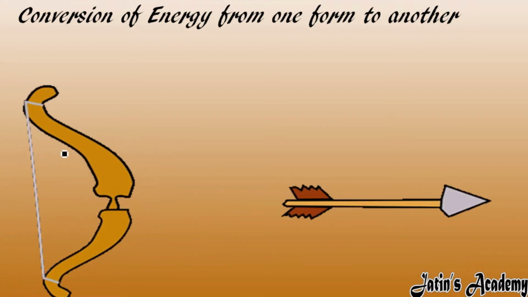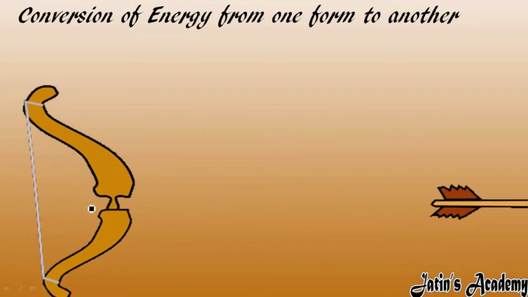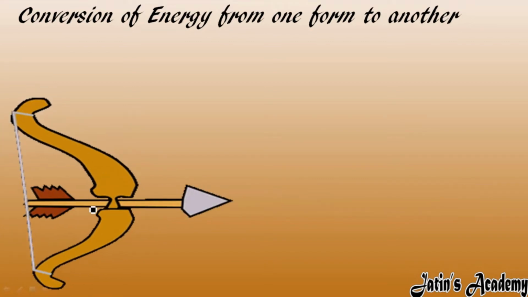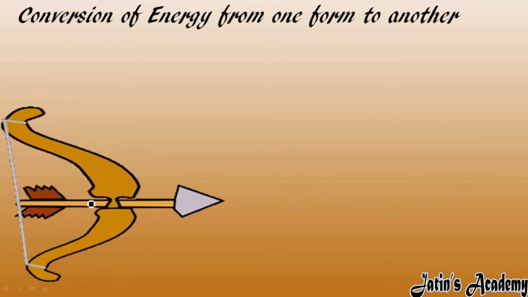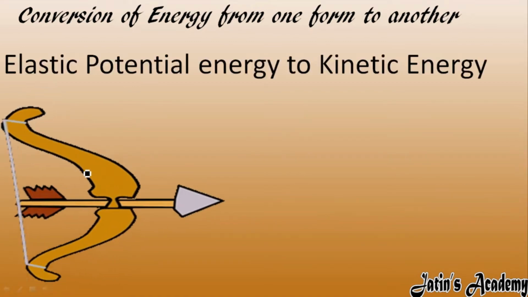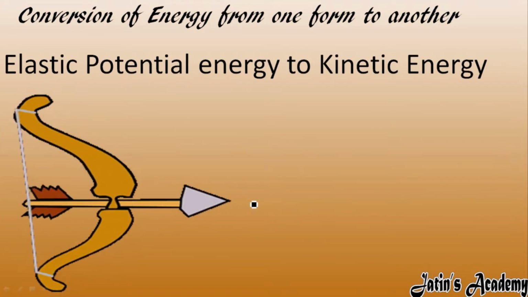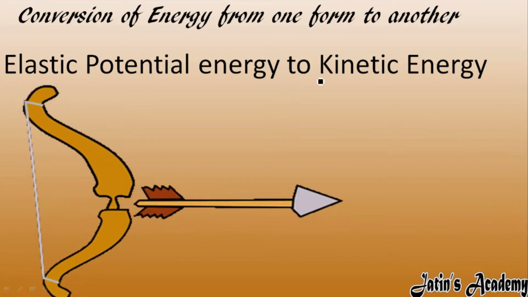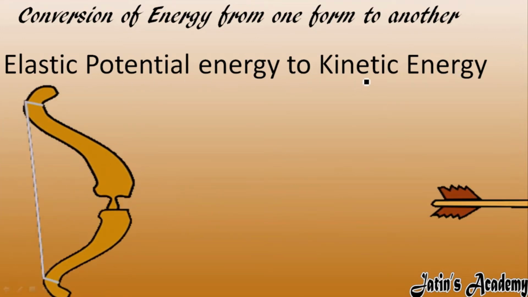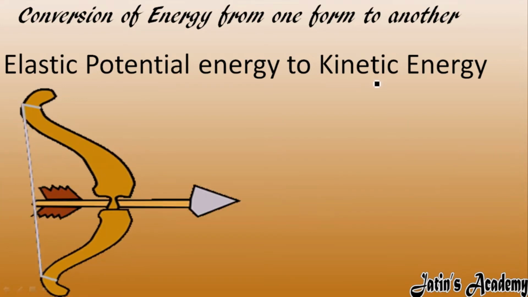When we are stretching the bow, we are applying force on the bow and it gets stretched. So which form of energy is stored in the bow? That is elastic potential energy, and it gives energy to the arrow. The arrow is moving, so it is kinetic energy. So in this case elastic potential energy is converted into kinetic energy.